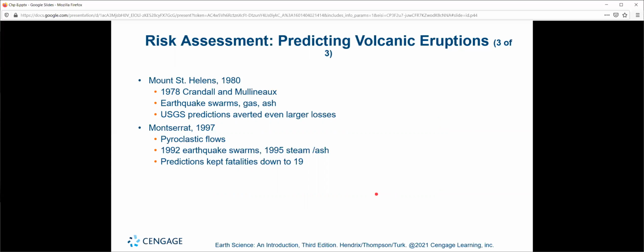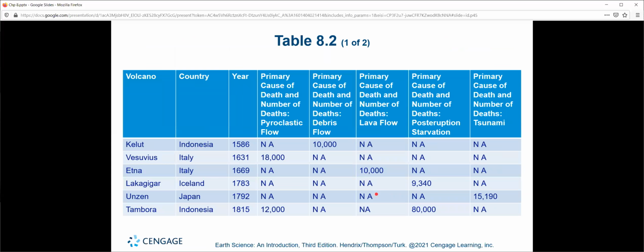We have a good understanding of what volcanoes do before they do it, meaning we are able to somewhat accurately predict where they're going to blow. Can I tell you to the day, to the hour? No. But I can say the next couple of years, this is something we need to watch, right?